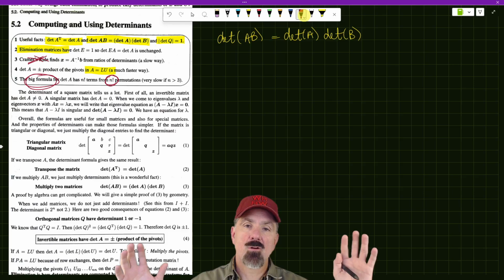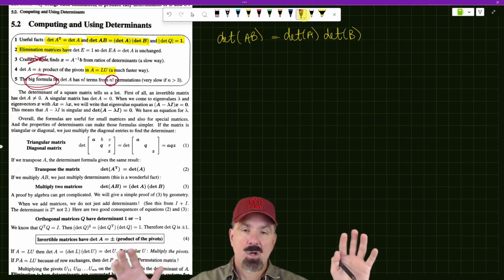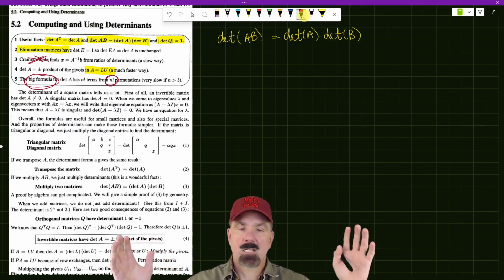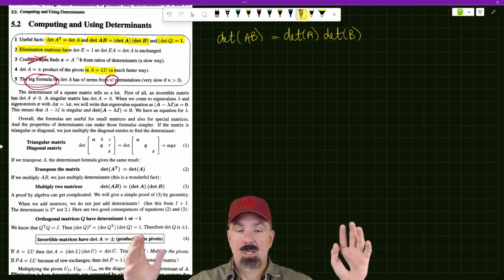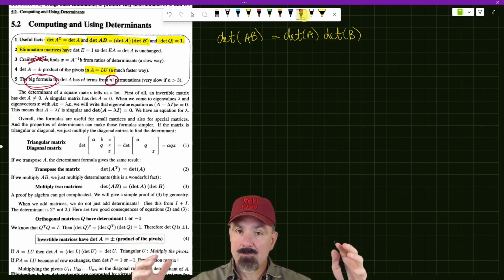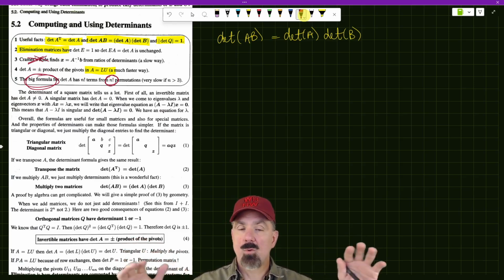If we had a 400 by 400 matrix, we would have 400 factorial terms. That's completely unrealistic. We are not going to compute anything in that manner. So it's interesting. We'll talk about it. It's important to see it, but we won't use it for computation.